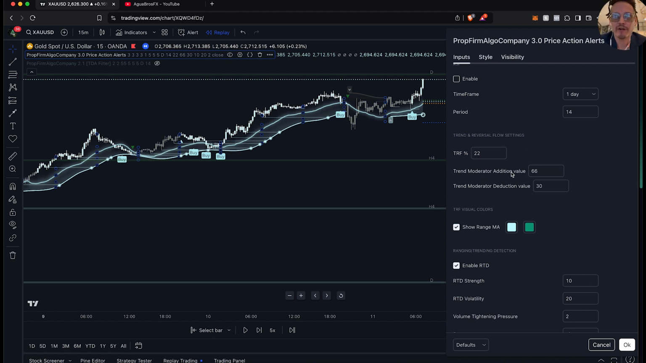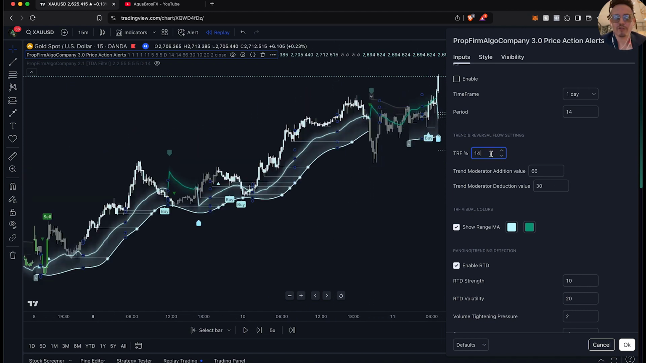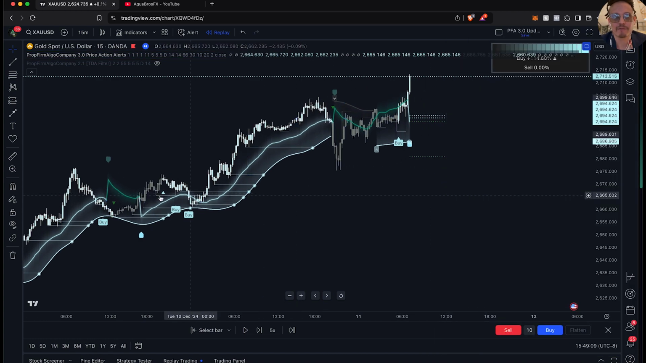And the trend moderator addition value, when you apply more at this level here, it basically allows you to control how many reversals you want to be provided on an individual chart. Meaning, let's say you're trading another instrument, you could play with those values and you'll get more or fewer reversal points. So anywhere between 22 or 14, but in this case, we're just going to put everything back at default.